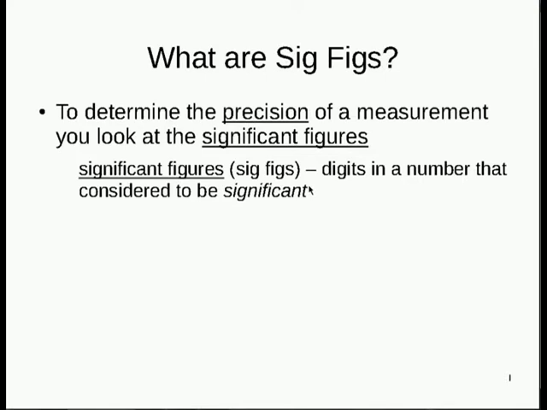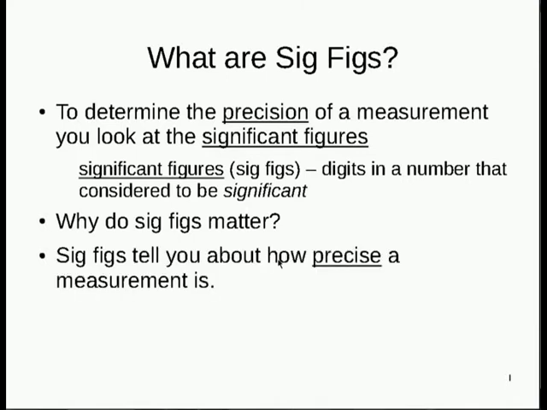Well, significant figures, or sig figs, are digits in a number that are considered to be significant. And you probably didn't realize that digits in a number could be significant or not significant. You probably just thought of numbers as numbers. But in chemistry, we have something called significant figures. And before I let you know exactly how to determine whether a digit is significant or not, I'm going to give you an example of why they matter. Then you can kind of understand why some digits are significant and some aren't.